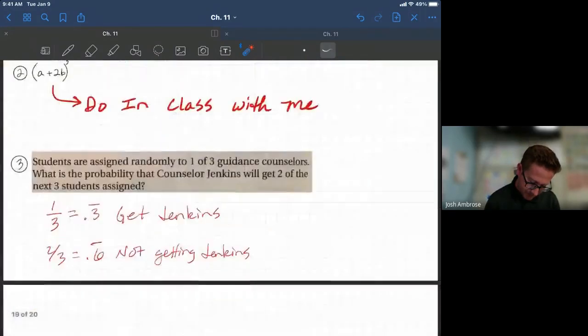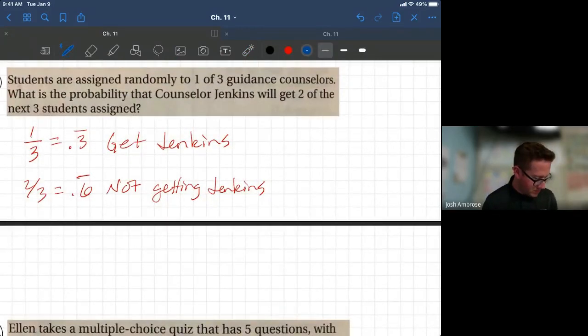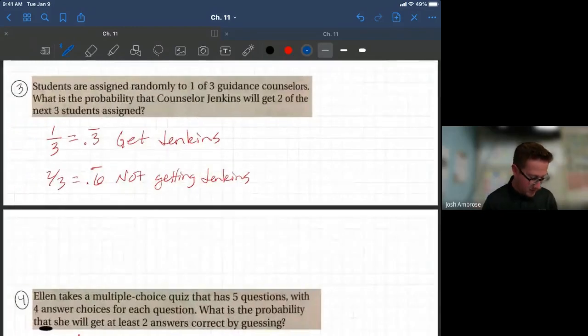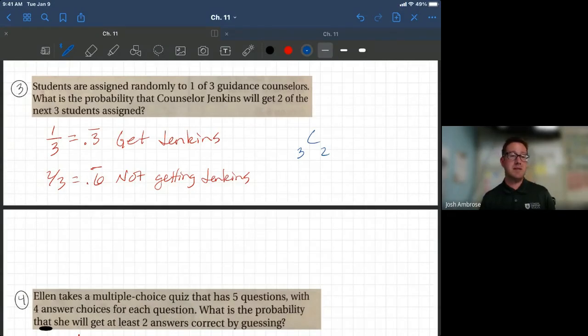Let's use that equation. If you don't have it, write that down, take a look at it. We're going to have a combination. We have 3 trials. 2 of the next 3 students we want to see if they can get Counselor Jenkins. So that's how we get the 3 combo 2. There's 3 total students that we're looking at. We want to see if 2 of those 3 can get it. Then we look at success. Success is a 1/3 chance, and it's brought to R, which is 2.